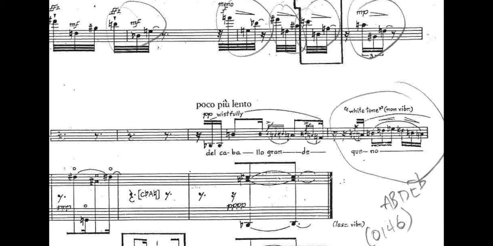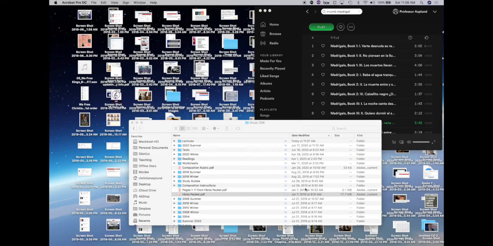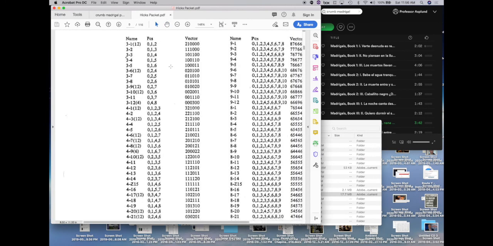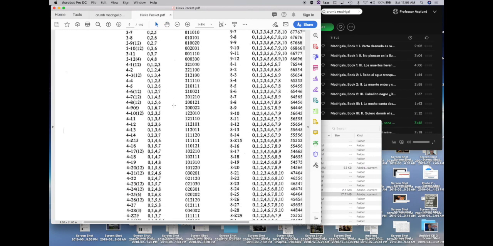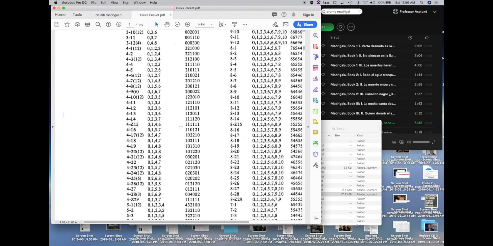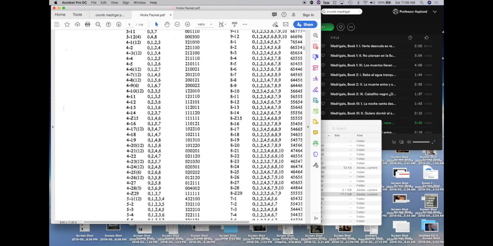If we count from the top down, 0146, we've got the all interval tetrachord, which is of course 4Z29, 0146, the all interval tetrachord. Even though there are two all interval tetrachords, remember the 4Z29 and the 4Z15, because they're Z related, meaning they share the same interval class vector. Each of them has one instance of each interval class.